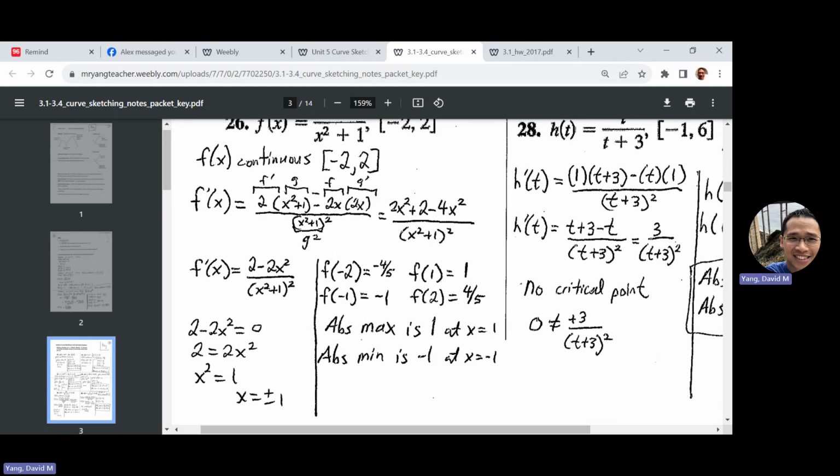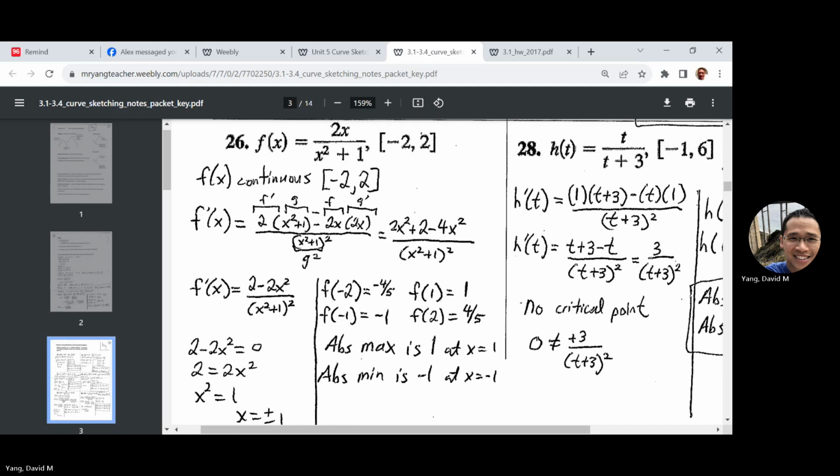So we know we're going to test -2 and 2. We know we're going to test -1 and 1. They all get inserted back into the original function. And then we gather their y values. For -2, we get -4/5. At 1, we get 1. At -1, we get -1. At 2, we get 4/5. So if you look at all of our y values, our highest y value is +1. Lowest y value is -1. So that's your absolute max value.